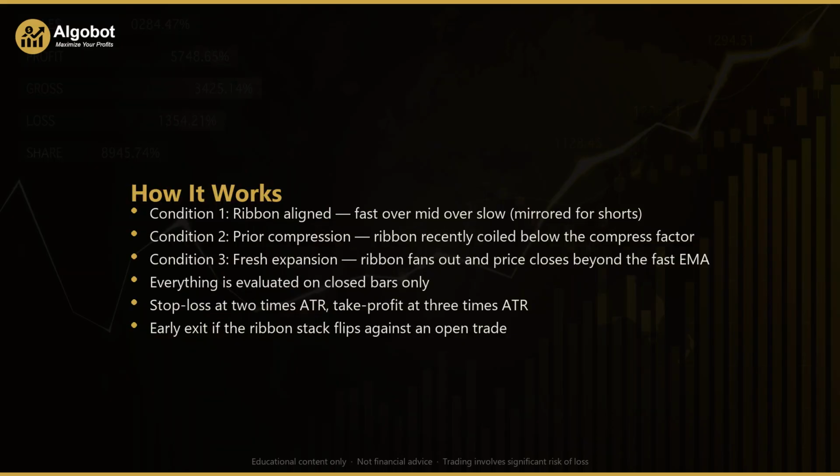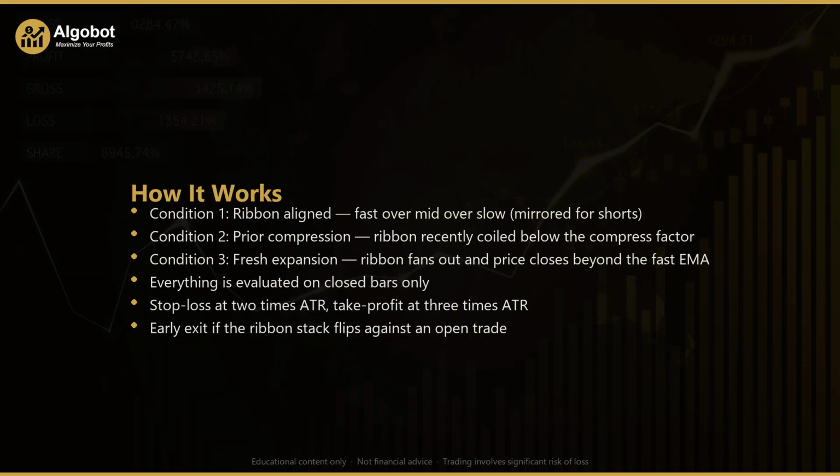Let's break down the mechanics of the EMA Ribbon Expansion Breakout, condition by condition. The strategy evaluates everything on closed bars of your chosen time frame, so it waits for a bar to finish before making any decision. This helps it avoid reacting to noise inside an unfinished candle. For an entry to be considered, three independent conditions all have to line up.